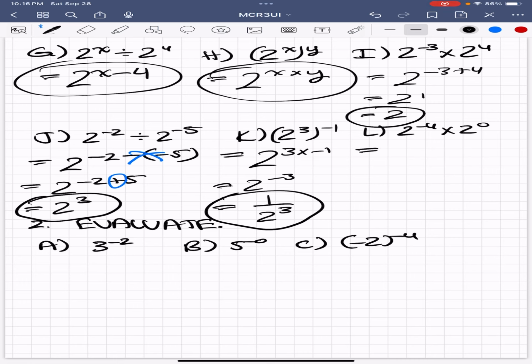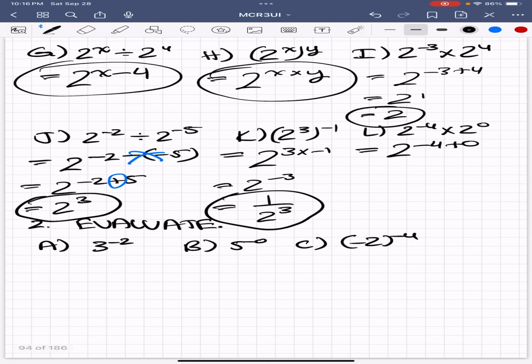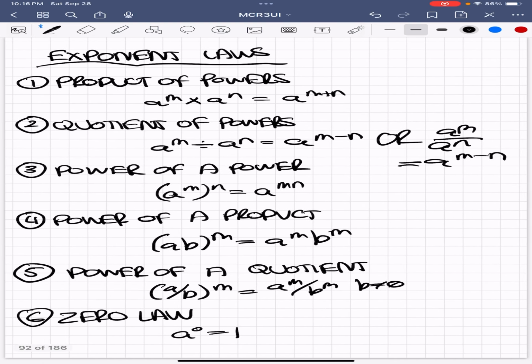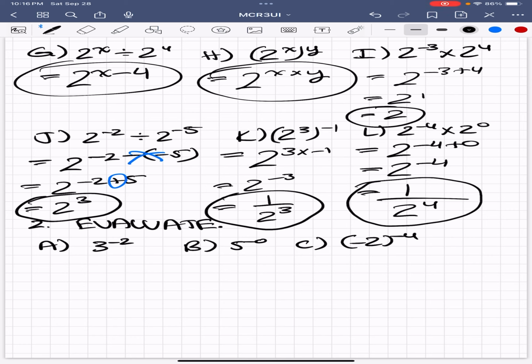Moving on. So again, we have the same base and it's multiplied together, so we're using exponent law number 1, product of powers, and then we are adding the exponents together, so it's 2 to the power of negative 4. And again, we don't usually leave exponents negative, so we're going to use our negative exponent law, and it becomes 1 over 2 to the power of 4.